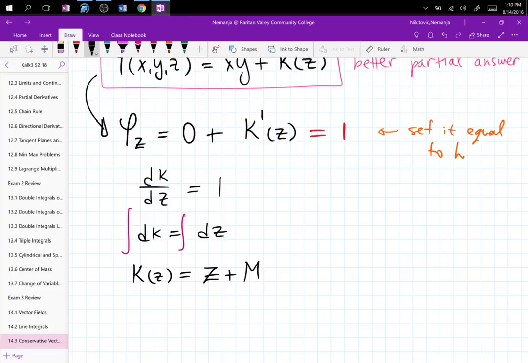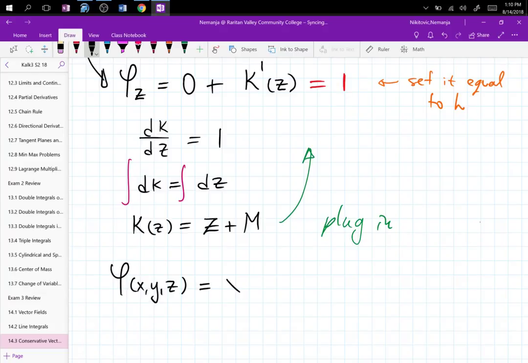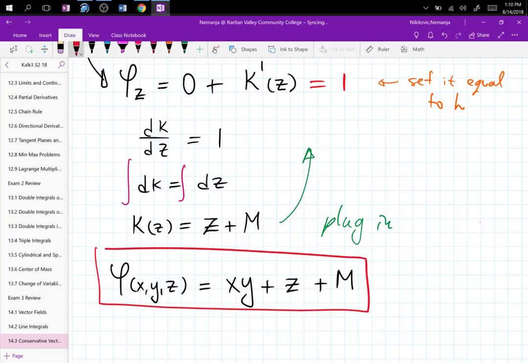So now you plug that up there. That was green. Plug in. To get your final state of the function, it was xy plus z plus some constant m. And that is the answer. This is called the potential function.